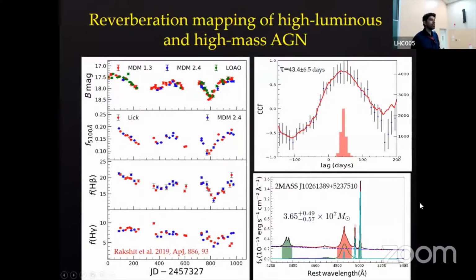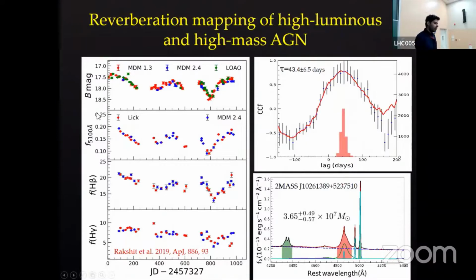We have been monitoring around 70 high luminosity AGNs, and here is one example from a 2019 paper. We have been using the MDM 1.3 meter telescope, MDM 2.4 meter, LOAO and DAO for photometric monitoring. And we are using spectroscopic monitoring. For that, we are using the Lick 3 meter telescope and MDM 2.4 meter. Most of them are in the US.